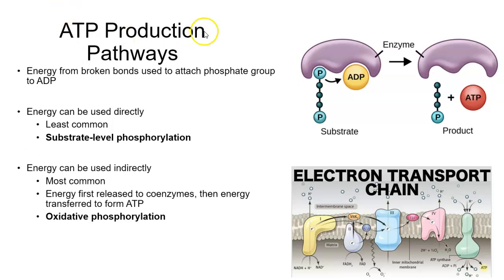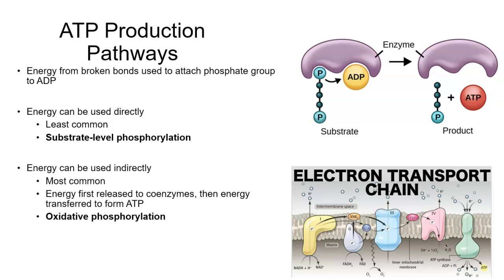So let's take a quick look at this. Here we have substrate level phosphorylation. Now remember, phosphorylation simply means to add a phosphate. Well, what are we adding it to? We're adding it to the substrate, okay? So here we've got a phosphate group. The purple is our enzyme. The yellow here is ADP. Now tell me again what ADP is.